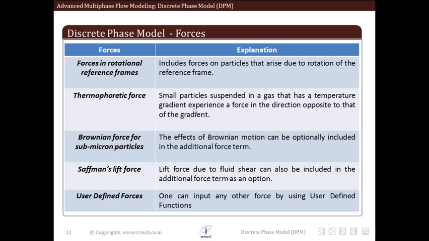Brownian force can also be modeled. This Brownian force arises due to the effect of Brownian motion of the micron level or submicron level particles. Saffman's lift force is there, which is lift force due to the fluid shear, as we already discussed. Other than these forces, if you want to add any additional force or force mechanism or exchange mechanism, you can use user defined forces by using the UDF, that is the user defined functions. So all these phenomena of forces that we just discussed can be included in the discrete phase model by selecting various submodels or by giving additional user inputs.